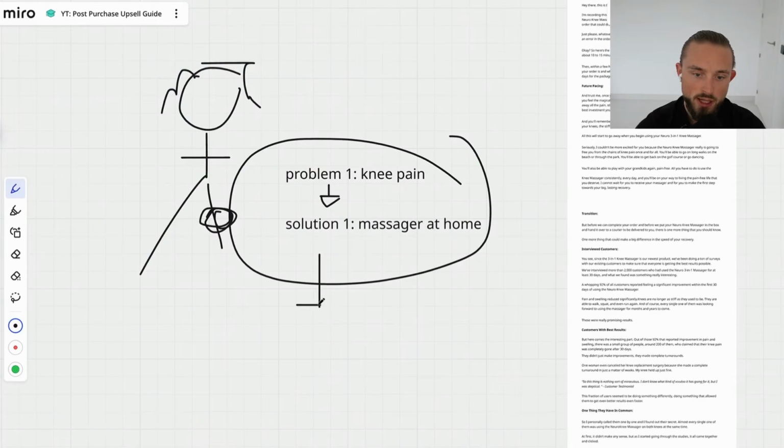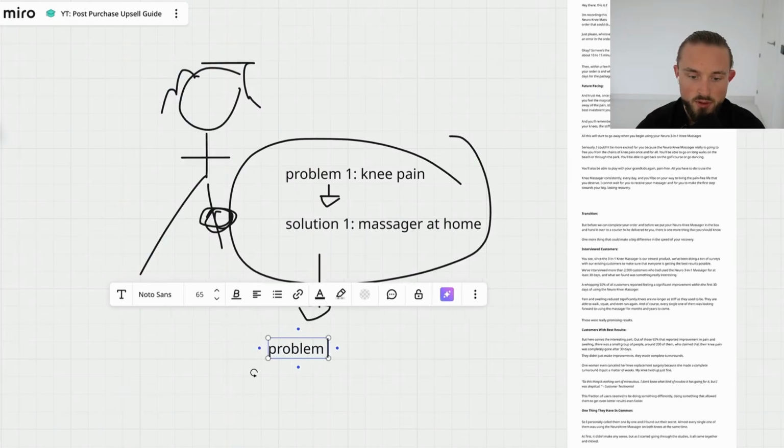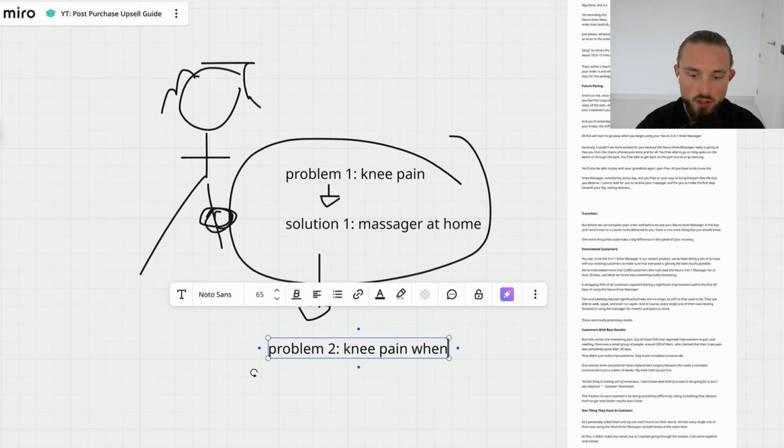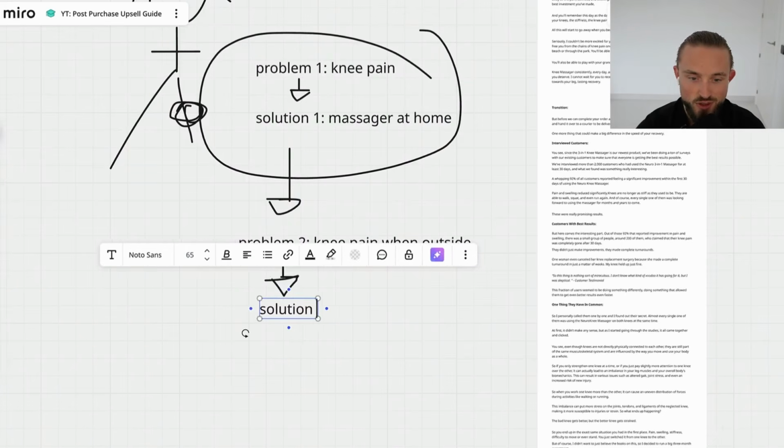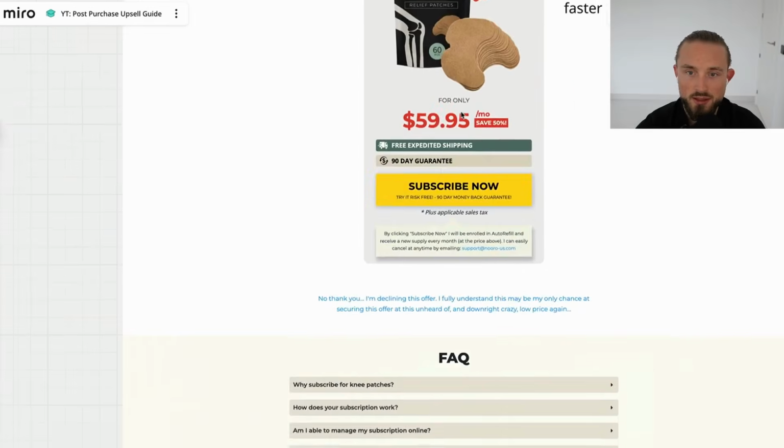But then what happens as a follow-up problem? Well, problem number 2 is knee pain when outside. So what do we do then? Obviously, we have another thing that we can sell them. So solution number 2 are these knee patches.